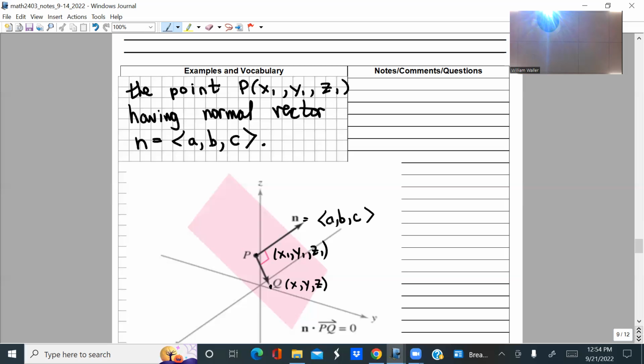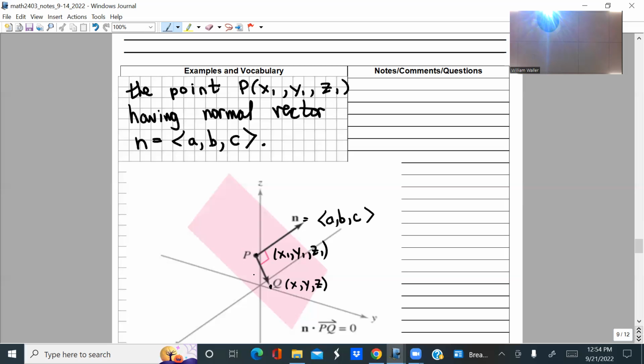All right, so that we have to be given. But with those two pieces of information, I claim we can write down the equation for that plane. All right, so here's how we're going to do it.